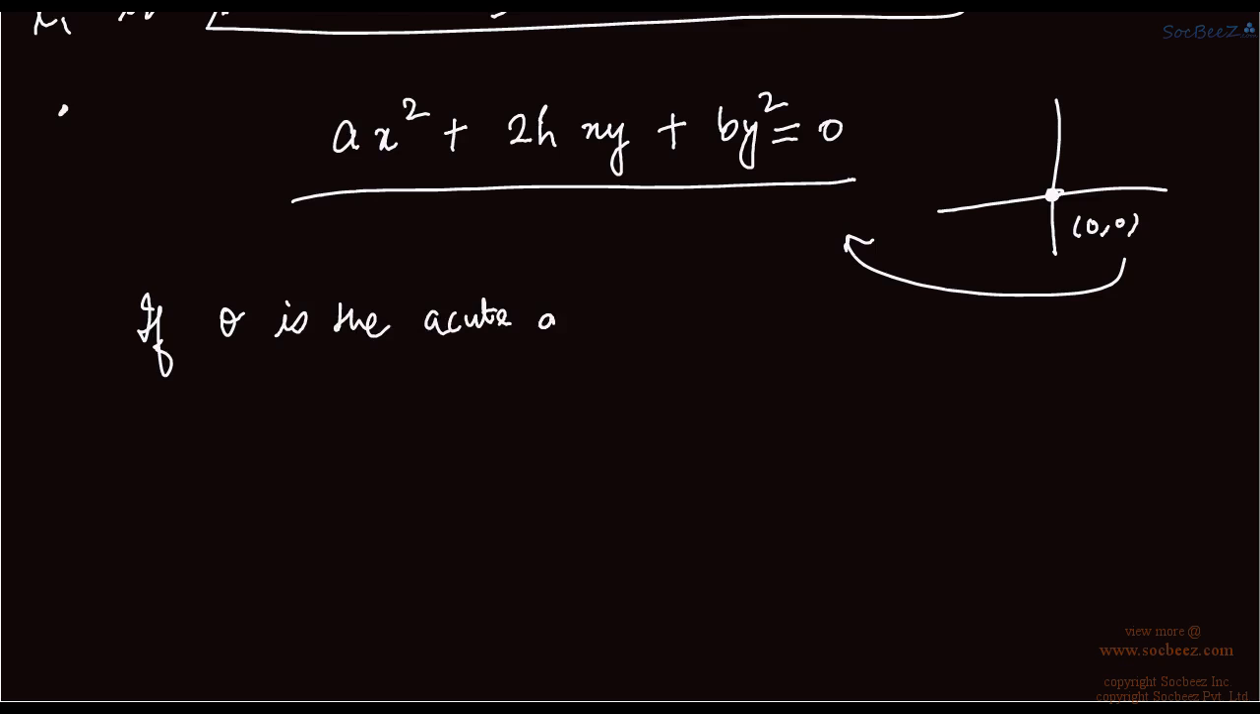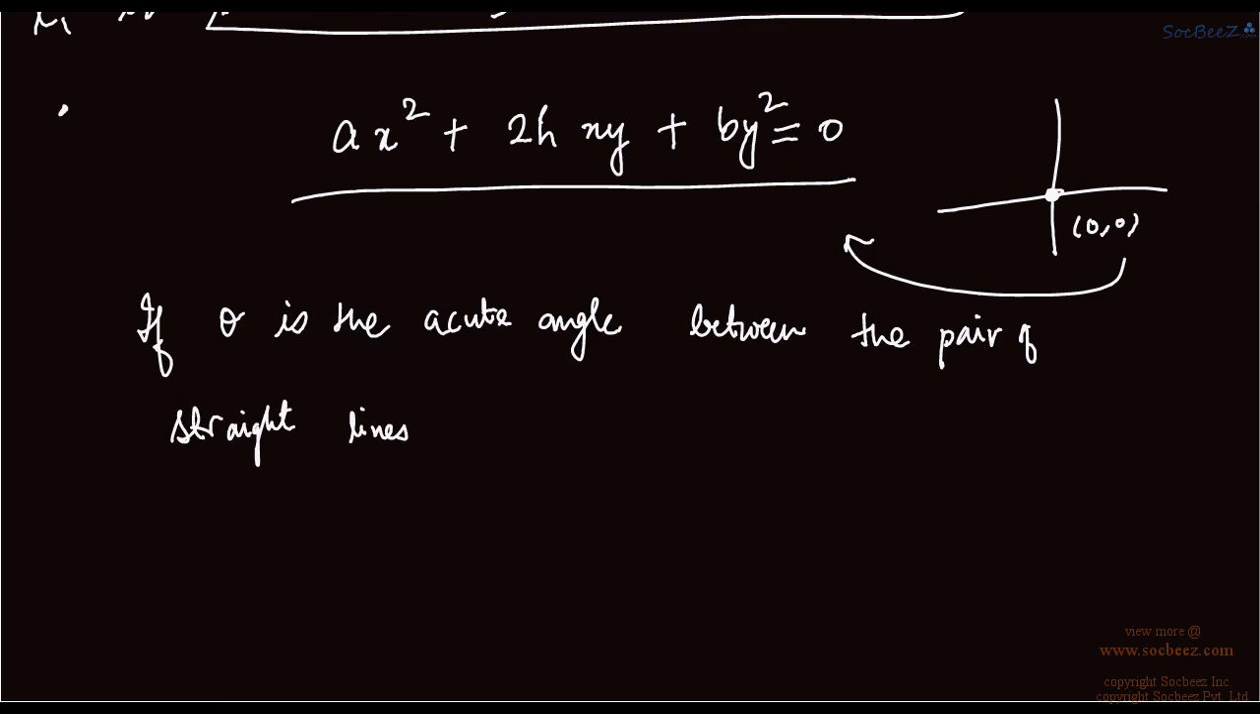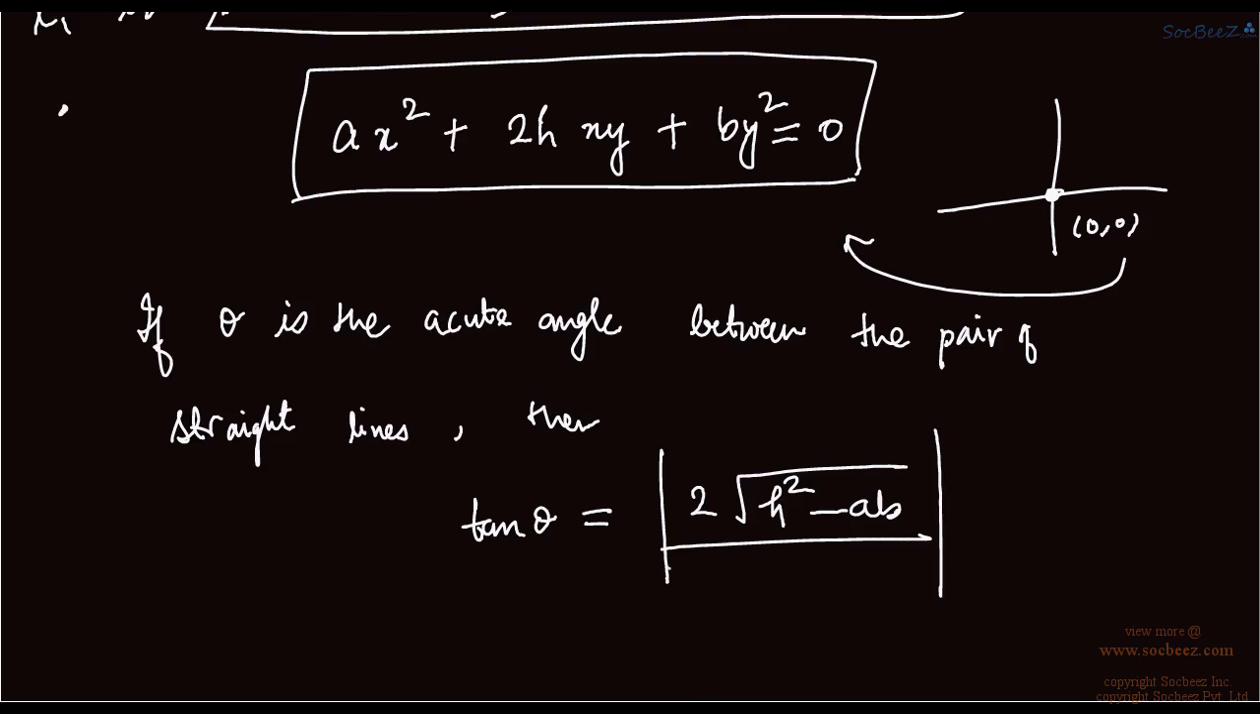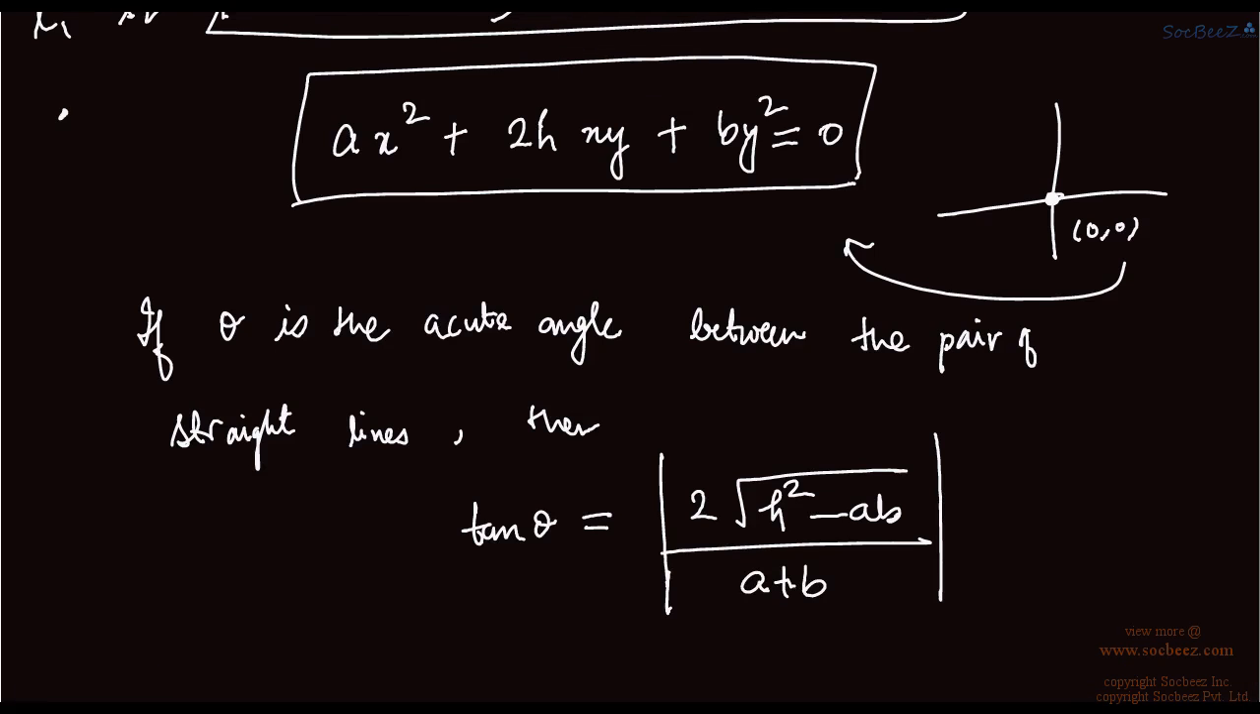So if theta is the acute angle between the pair of straight lines, then it represents a pair of straight lines, then tan of theta will be 2 root of (h square minus ab) upon (a plus b). Okay, so let's see one example.